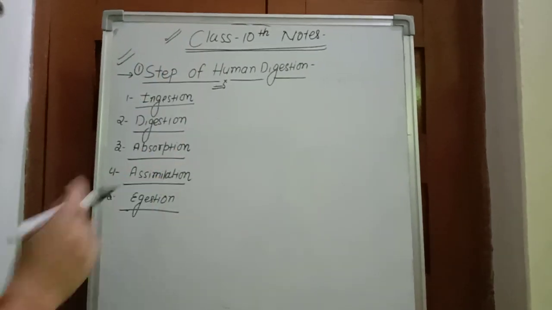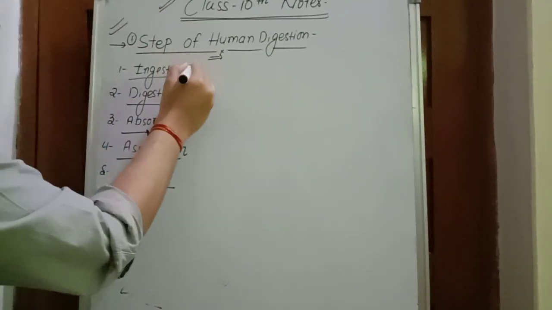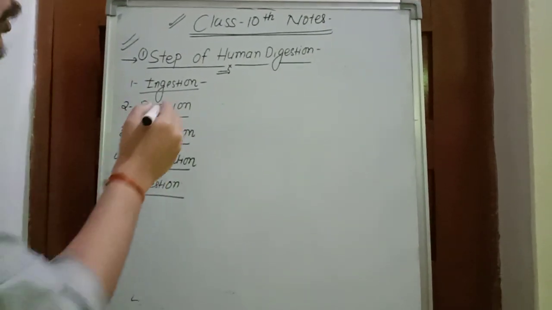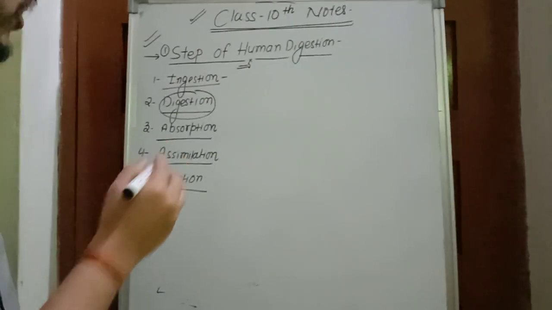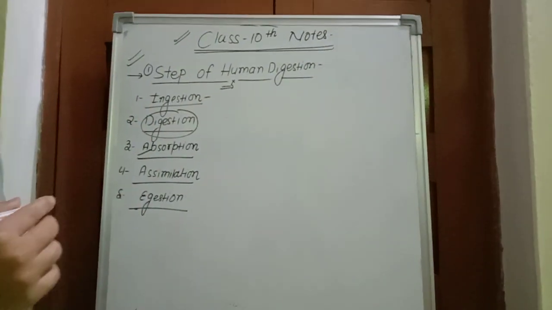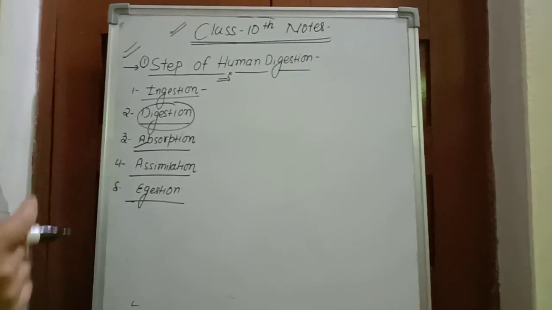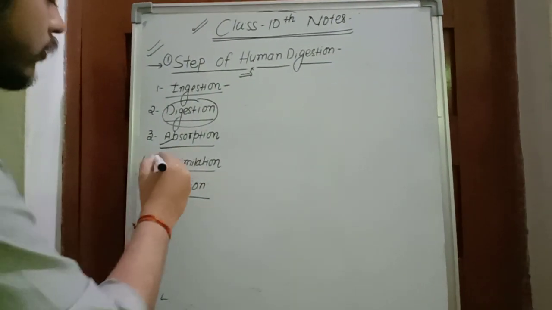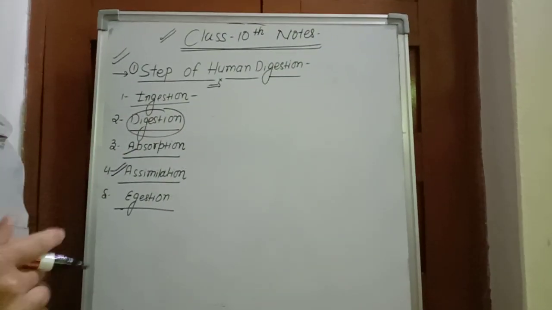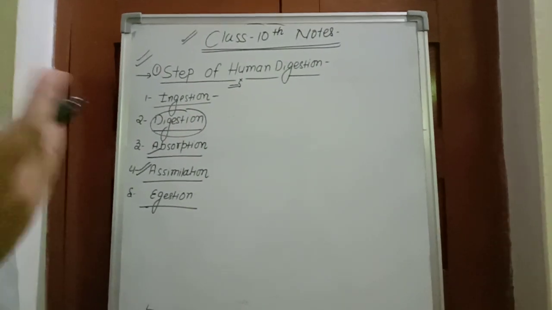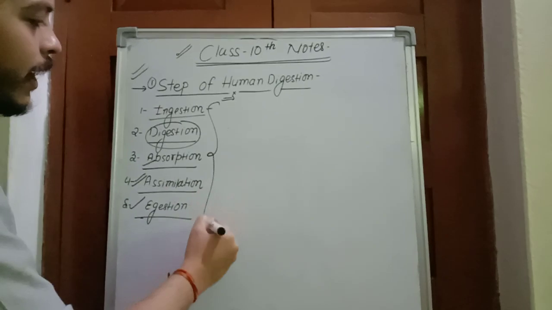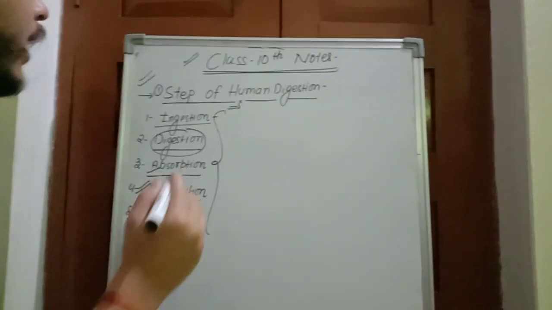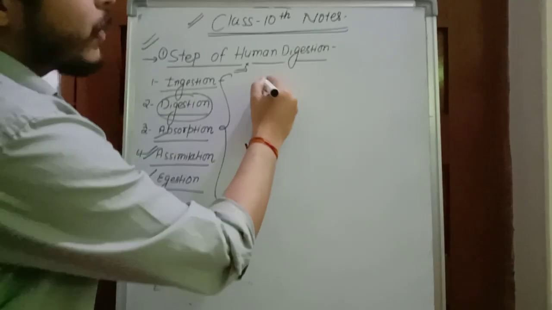Write one by one. What is ingestion? Ingestion means taking food into the mouth. Digestion: breakdown of food molecules into simpler form. Absorption: food is absorbed from the small intestine and reaches the blood. Assimilation: absorbed food reaches the cells and tissues and provides energy. Egestion: undigested food is released out. All these points are written down in the note. Then we take them one by one.